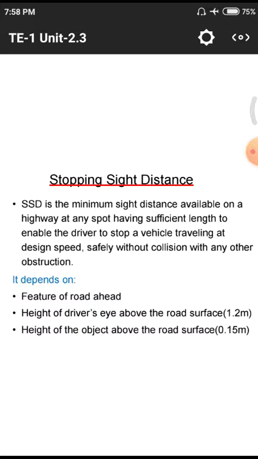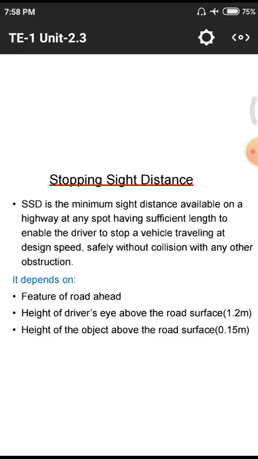And the next one is the height of the driver's eye above the road surface. That means for different kinds of vehicles we have different height levels. As we discussed previously, cars have one sort of headlight distance, bikes have another, and lorries have another. The average driver's height is taken as 1.2 meters.